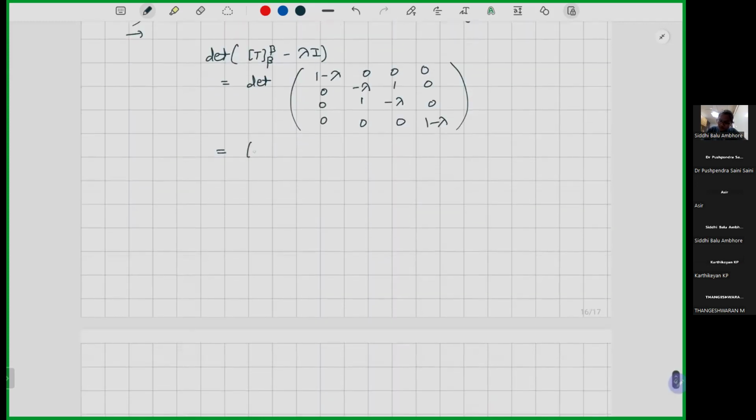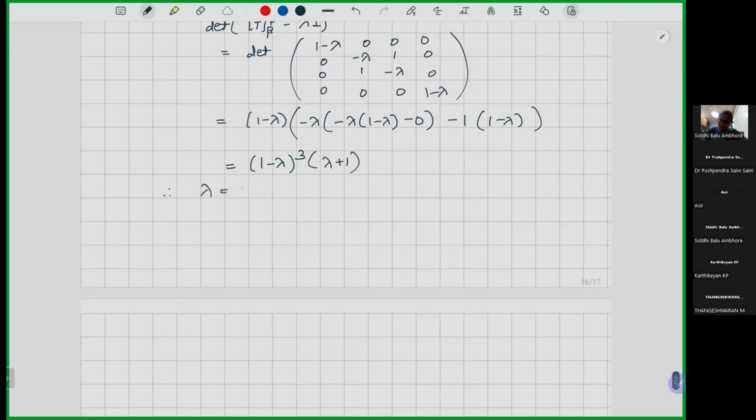And if you try to solve this, it is 1 minus lambda into minus lambda into minus lambda into 1 minus lambda, minus 0, minus 1 into 1 minus lambda, and this will ultimately give me (1 minus lambda) cubed times (lambda plus 1). This will add up to lambda plus 1, and the subtraction and everything will give me this. And therefore the lambda possibilities are 1, 1, 1 and minus 1.